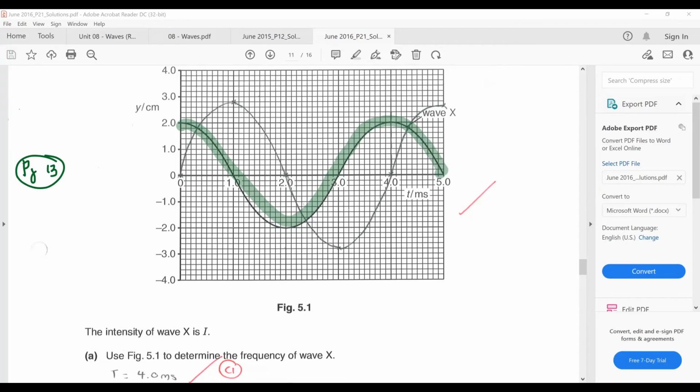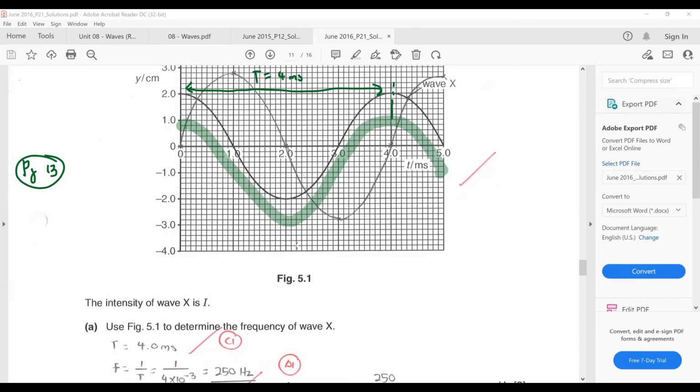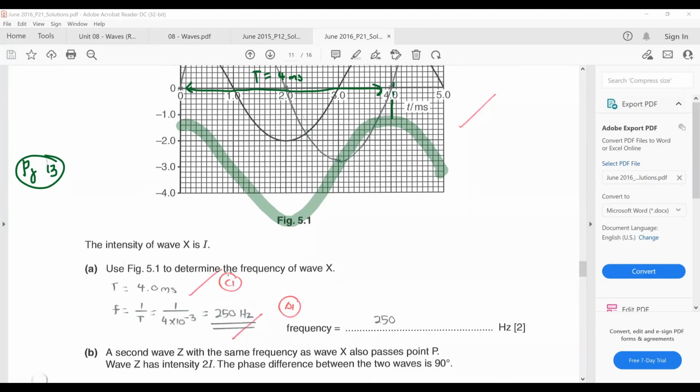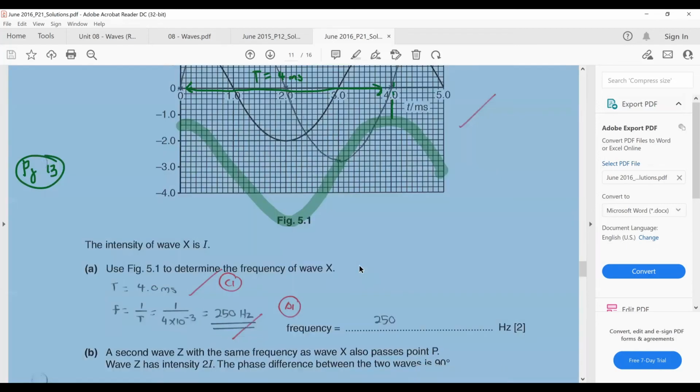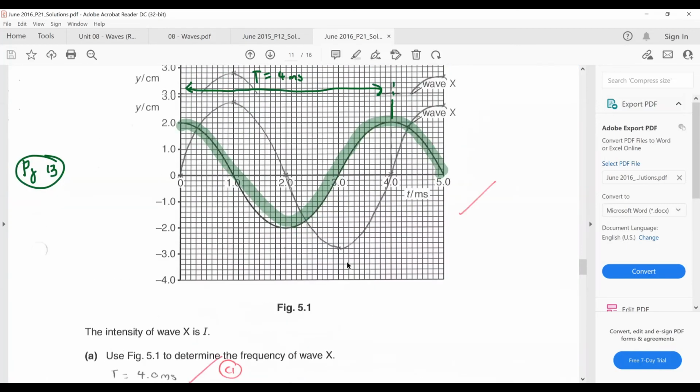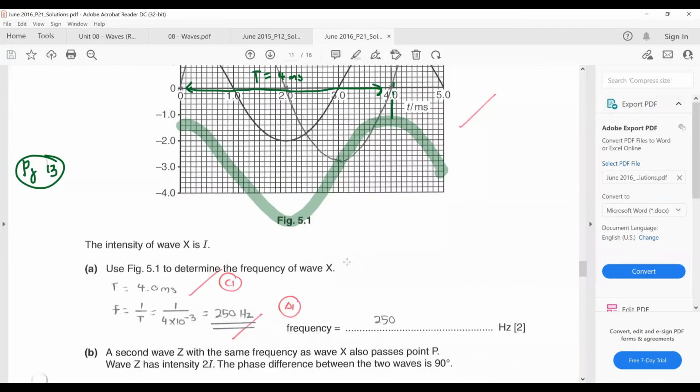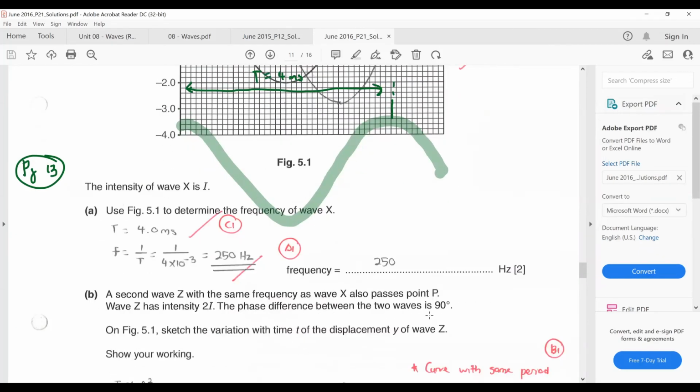They want you to determine the frequency. So you can see very clearly that this one here is one period, which is equal to 4 milliseconds. So frequency being the reciprocal of the period, you're going to get 250 Hertz. Okay, so this one is okay. It's got 2 marks. Then after that, you have B.